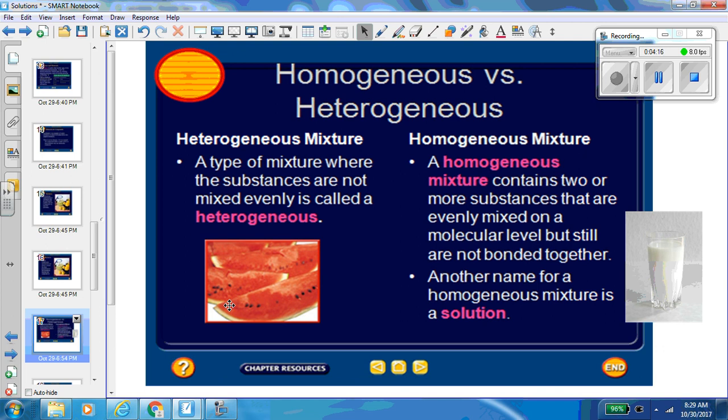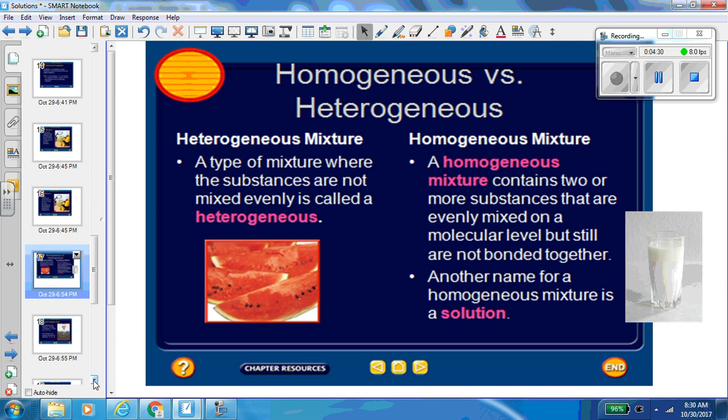And another name for a homogeneous mixture is a solution. So when we refer to solutions, we are talking about a homogeneous mixture, okay? And milk would be an example of such type of mixture. Now, let's get more into talking about solutions.